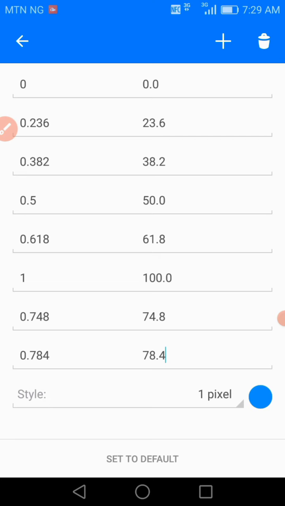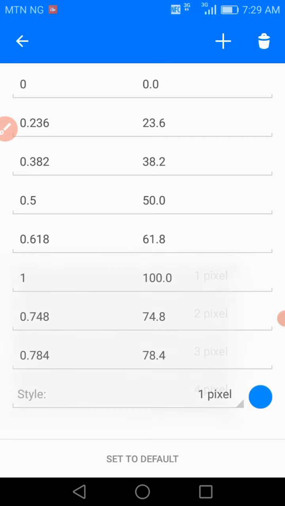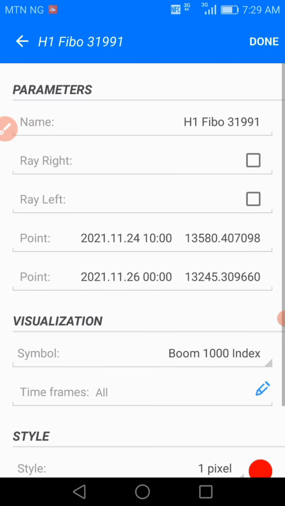Now you can decide to increase the font size, or you allow it to be so. You can choose any color for the Fibonacci, but then you go back and you click done. Please leave this place. Don't fill anything here. Don't fill the ray right, ray left. Just let it be so. And then make sure that the time frame here is all. Look at it, all. Okay, don't limit it to a particular time frame. So you click done.